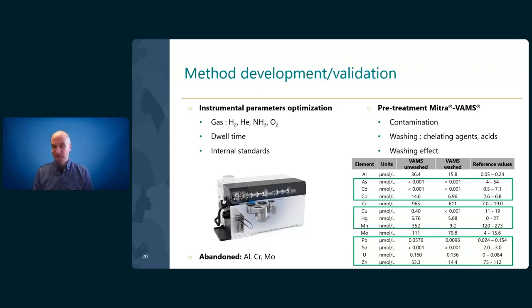I also reported the reference values in blood for these elements, just to show that there is no impact even if there is still a very low amount of contamination after washing. But unfortunately, for some elements like aluminum, chromium, and molybdenum, it was just not possible to lower the contamination level to such a point where there is no impact on the quantification. So we abandoned these elements, and we continue with a panel of 10 elements, toxic and essential elements.